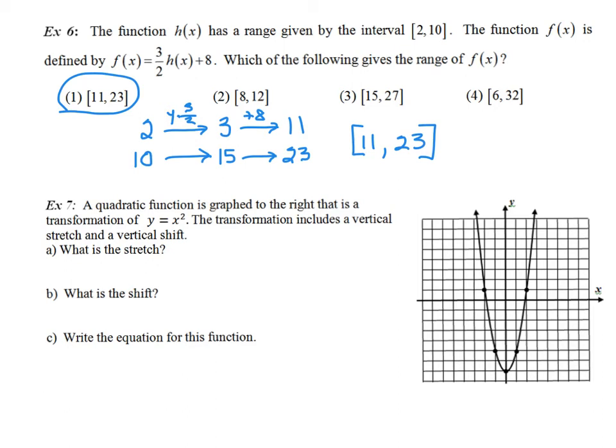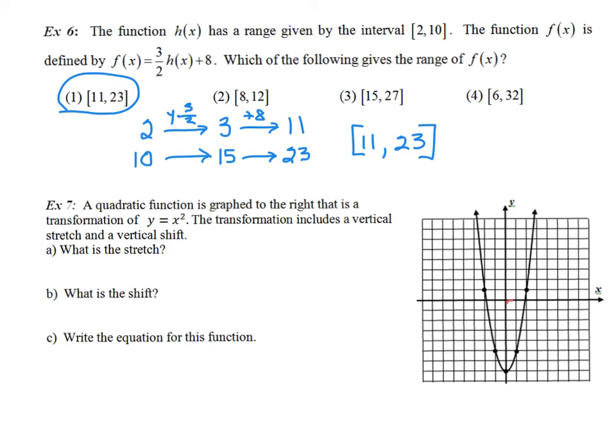In example number 7, we're given the graph of a quadratic function, and we're told that this graph is a transformation of the function y equals x squared. We are also specifically told that we have a vertical stretch and a vertical shift. So our question is, what is the stretch, what is the shift, and then using that information, can we make the equation for the function? Well, the important thing to start with is our original function, y equals x squared. So I'm going to graph that in red on my graph. So go ahead and do that with me.